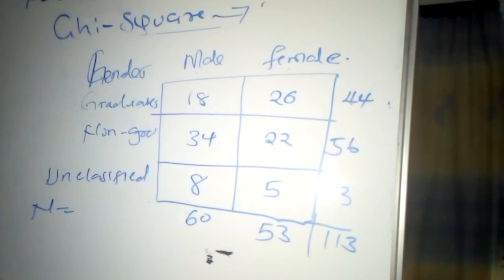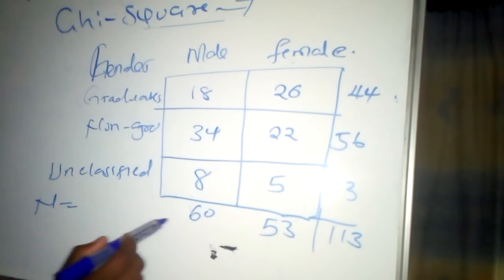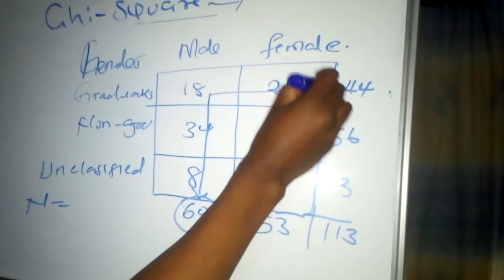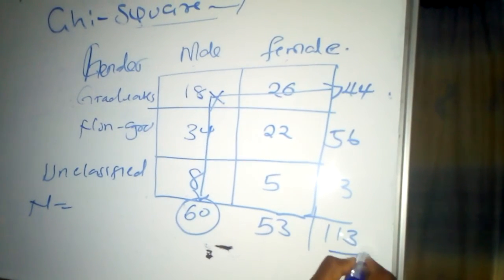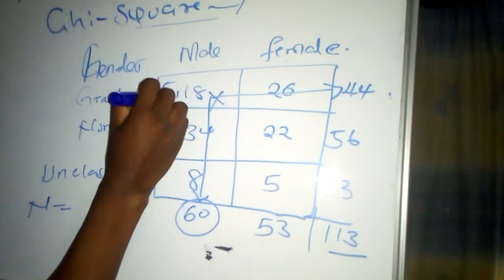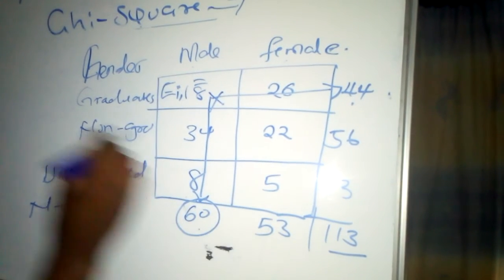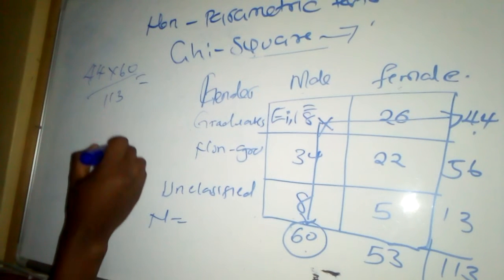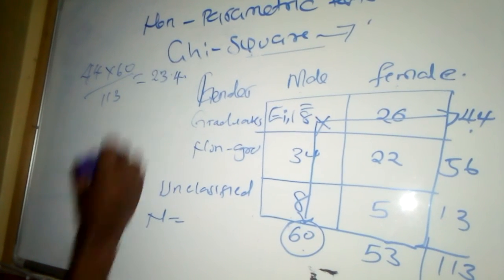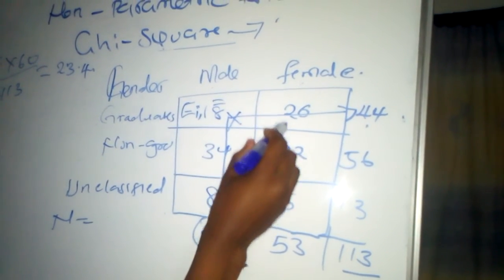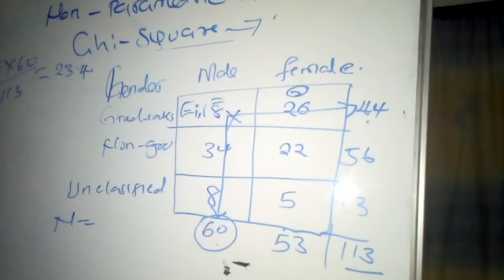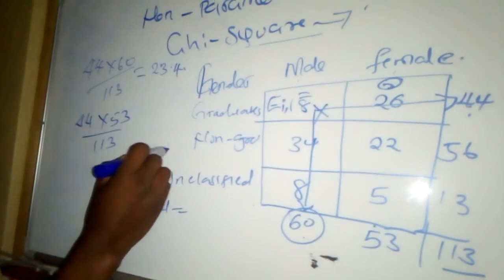Now, how would we get the expected marginals? As I said earlier, for the expected marginals, we get the marginal total representing the particular cell and the other marginal total. Then we multiply the two and divide by the total. The expected for this one will be 44 times 60 divided by 113, and this should be 23.4. When you calculate your marginal expectation for this one, you'll find that we are having 44 times 53 over 113, which should give us 20.6.